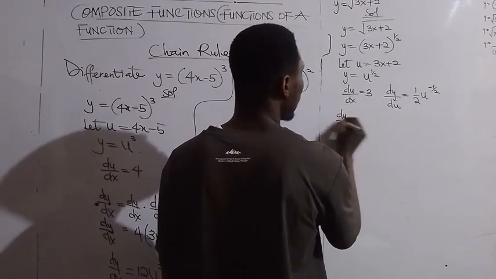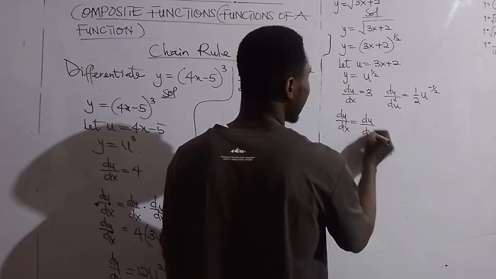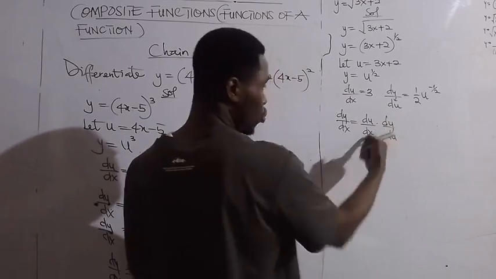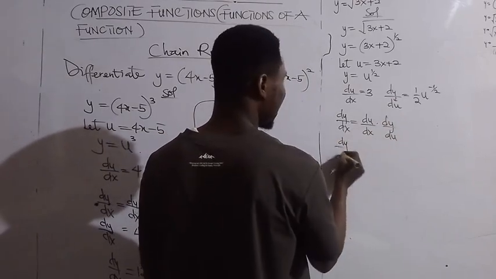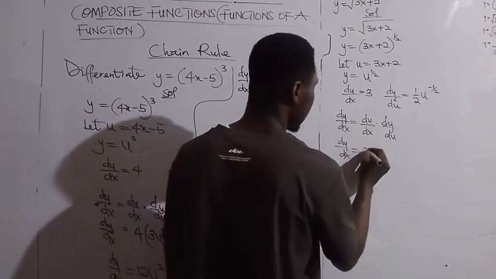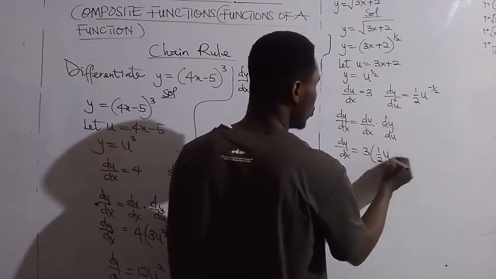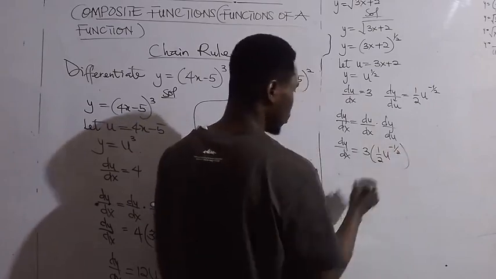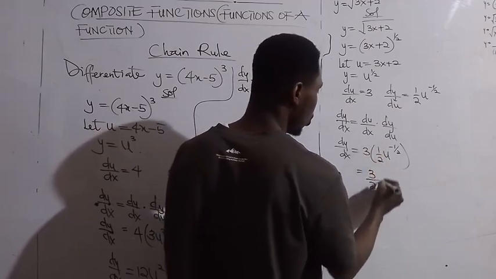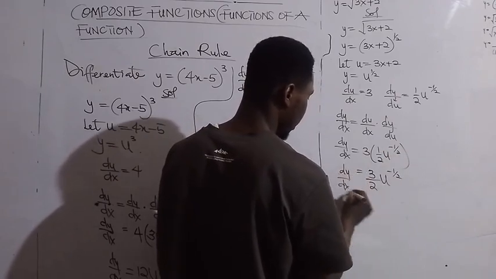Then our dy over dx will now be equal to du over dx multiplying dy over du. This and this will cancel, so we'll still have the same thing. So dy over dx will be equal to, what's du over dx? du over dx is equal to 3. Multiplying this, which is 1 over 2u, negative 1 on 2. So what do we have? We have 3. When you multiply, you have 3 over 2u exponent 1 on 2, which is dy over dx.